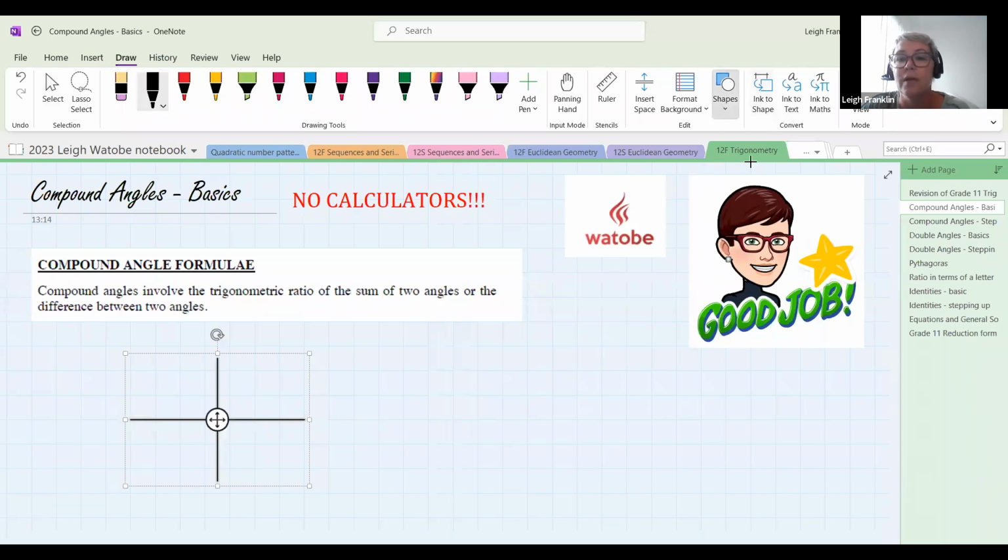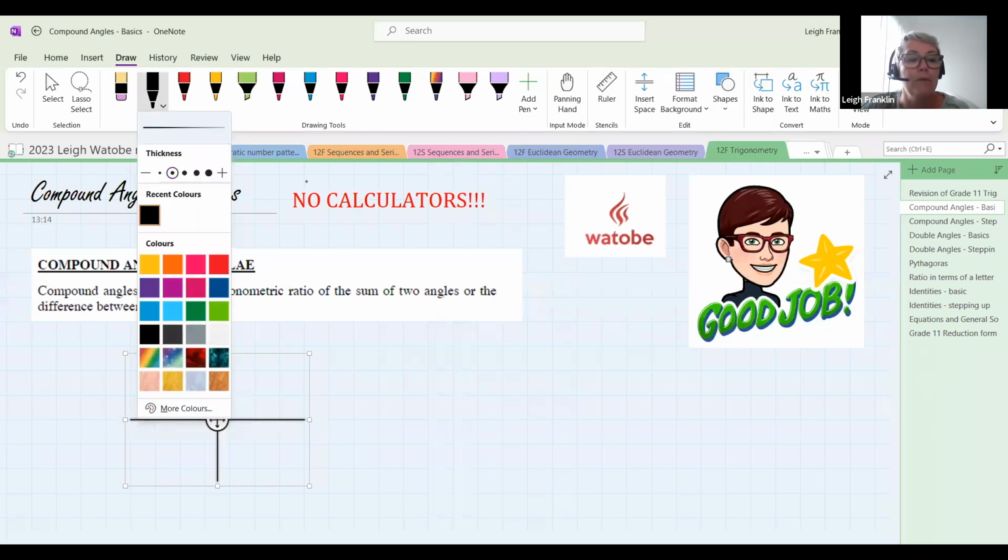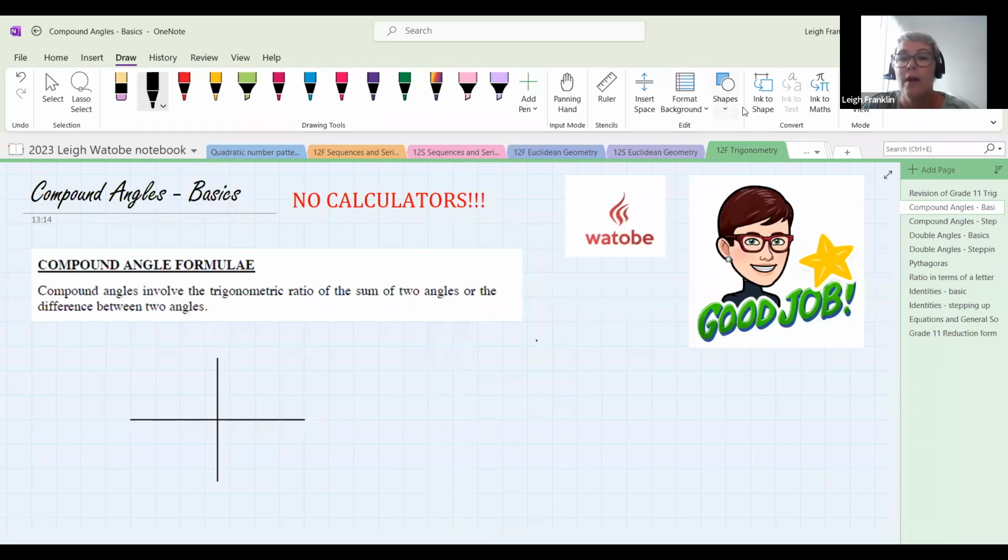And I want to draw another Cartesian plane, so I'm just going to do that now while I can. Okay, and another Cartesian plane over here. All right, let's go and get a different color.